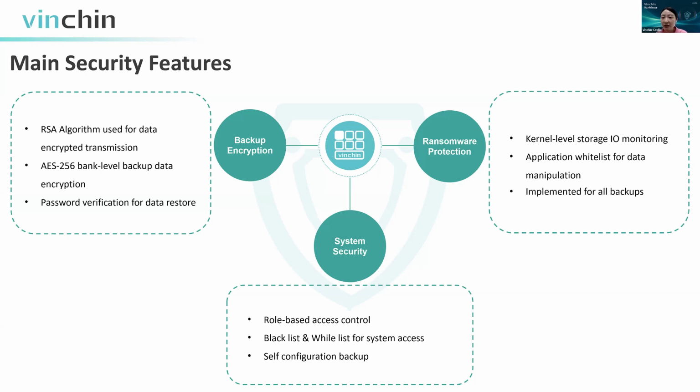And the third protection level is storage protection, for protecting the backup data from any ransomware and malware attack. With kernel-level storage IO monitoring, any unknown applications excluded from the whitelist will be blocked. And even root users do not have permission to delete or change anything on the backend command line interface of the Vinchin Backup server. In this way, any accidental human error can also be avoided. So this ensures the highest level of security for our users' backup data on Vinchin Backup and Recovery.